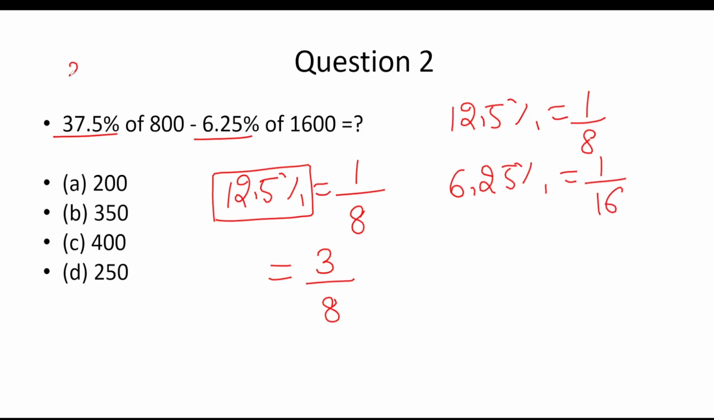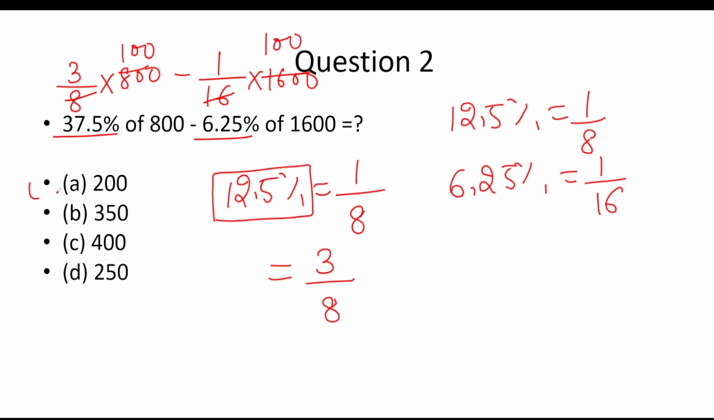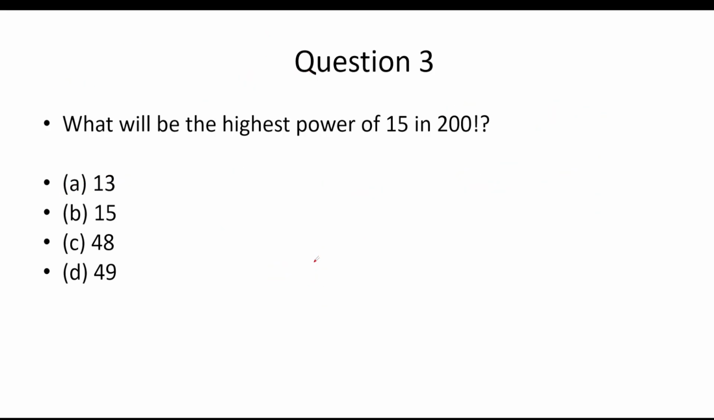So let's put the value here, it will be 3 by 8, of means multiply. 6.25%, this is 1 by 16 of 1600. Okay, let's cancel the things. So it is 300 here and it is 100 here. 300 minus 100, answer will be 200. Okay, so this question was based on percentage.